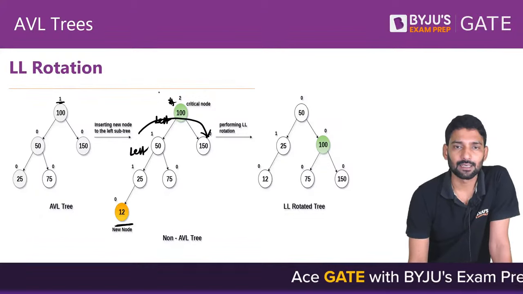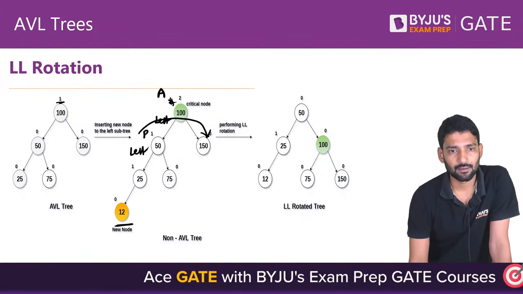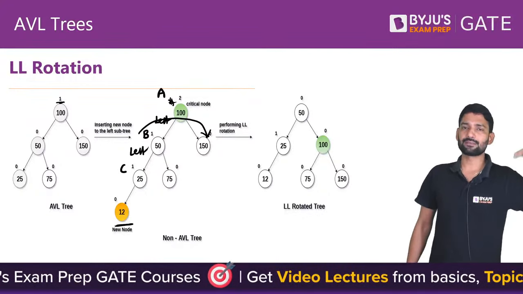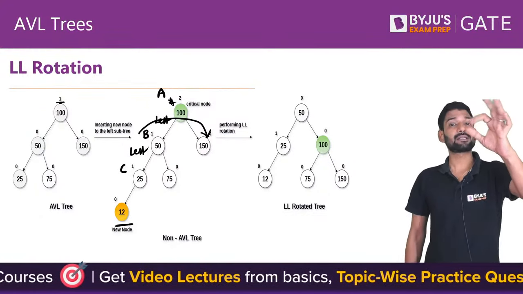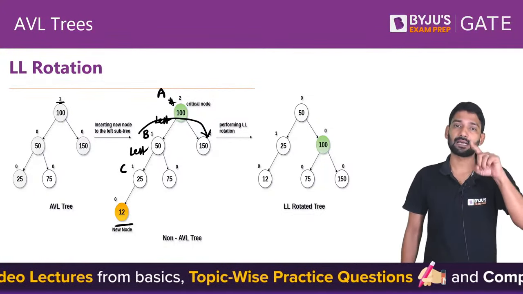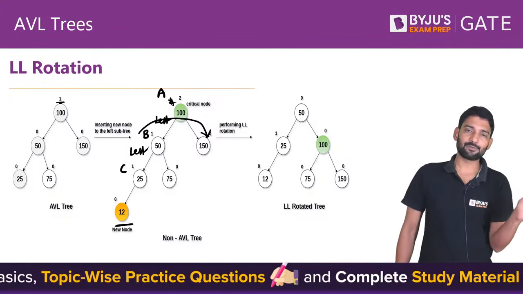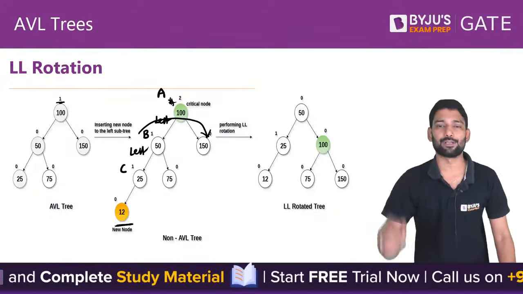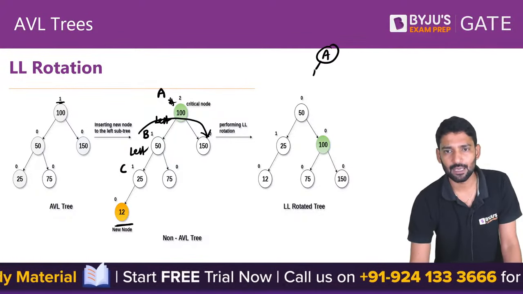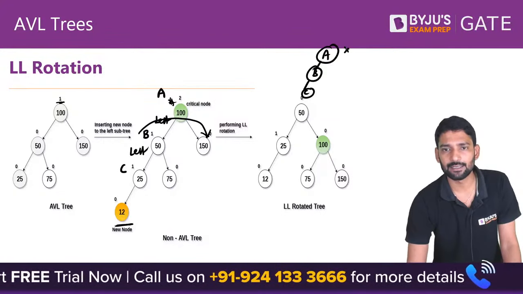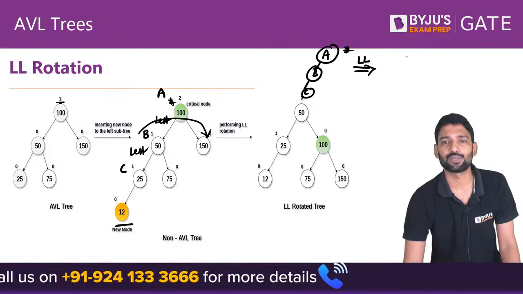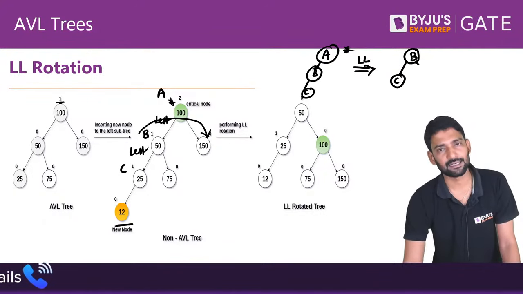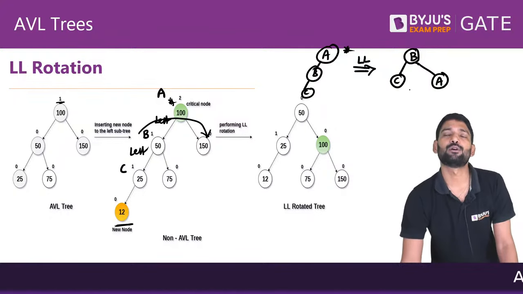Always remember the critical node, let it be A. Since we are going left, this is B, and this is C. Always remember this terminology: A, B, C. A is always the critical node, so always mark the critical node as A. Its left node is B, and that left node is C. Now whenever you do LL rotation, when you have three nodes A, B, C, where A is critical, B becomes the root, C stays at the left side of B, and A becomes the right child of B.